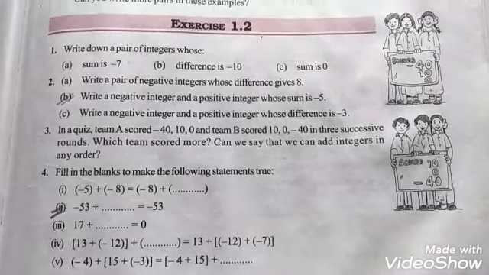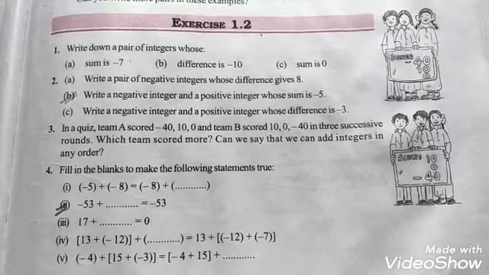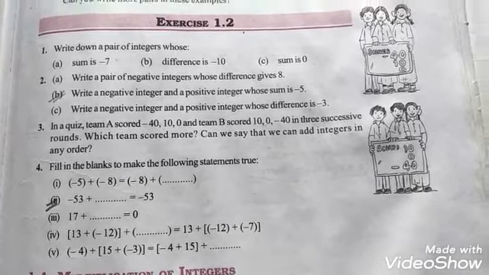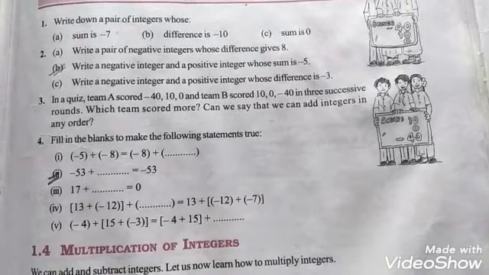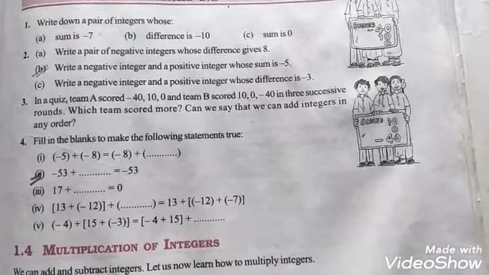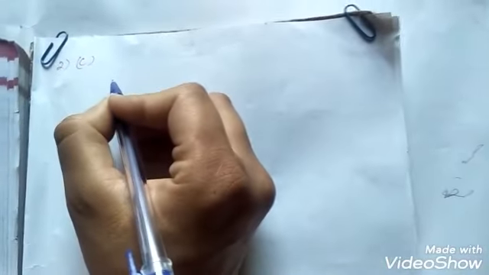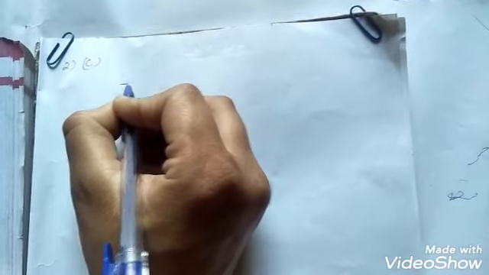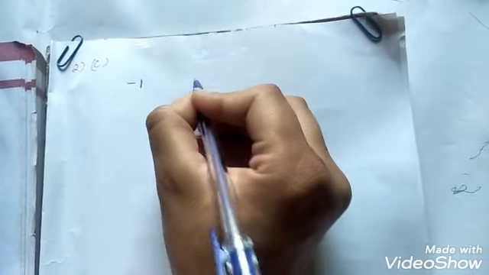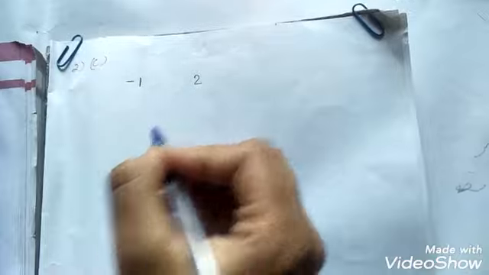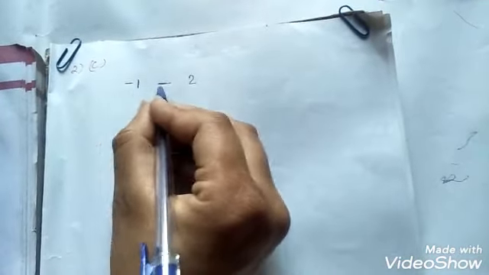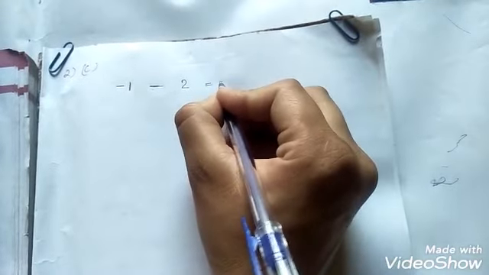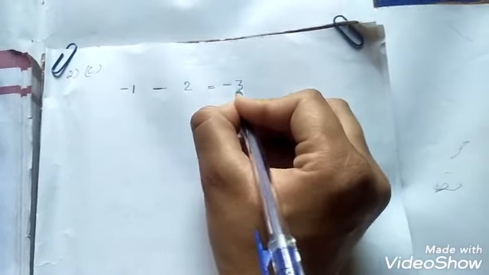Now second question, C part. Write a negative integer and a positive integer whose difference is minus 3. Now we take a negative integer and a positive integer and their difference is minus 3. So we take minus 1 as a negative integer and 2 as a positive integer. Now we find the difference of these numbers.